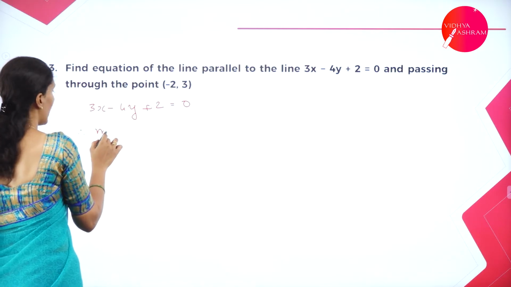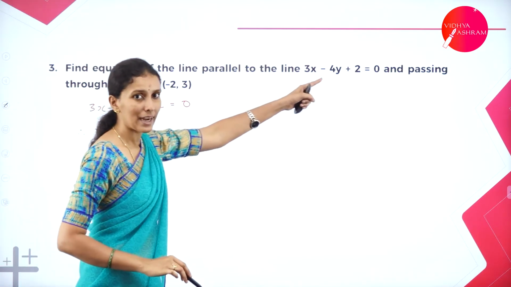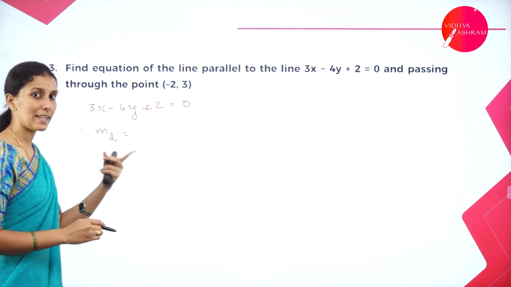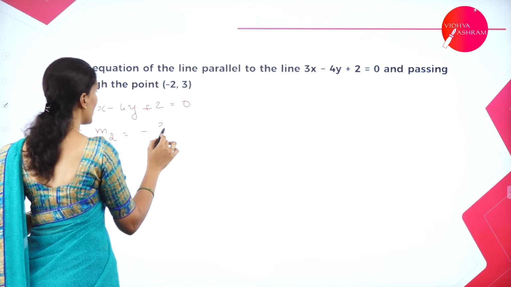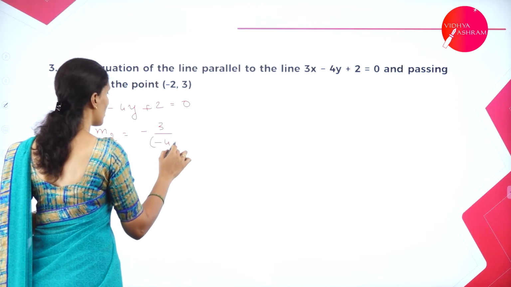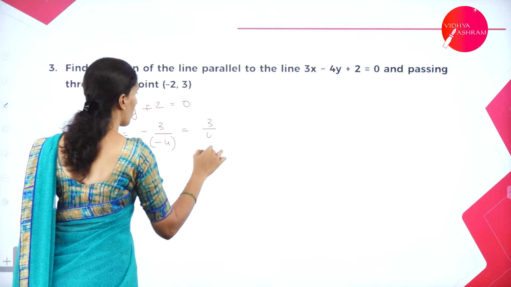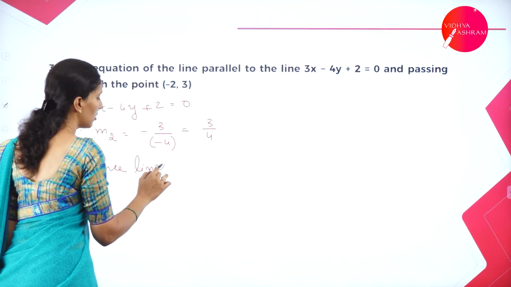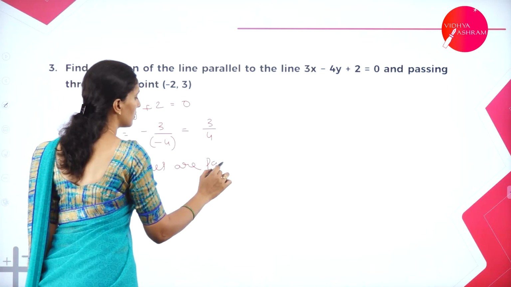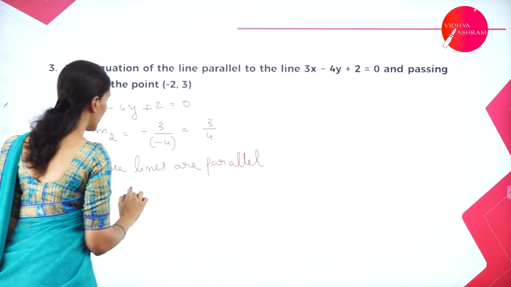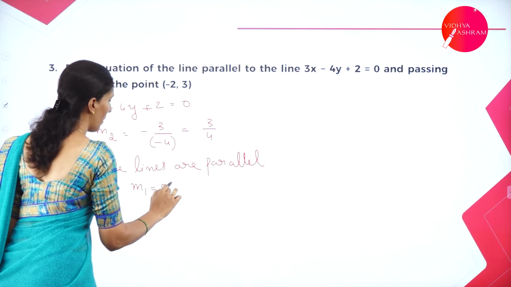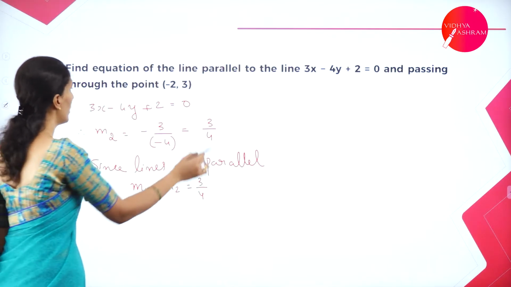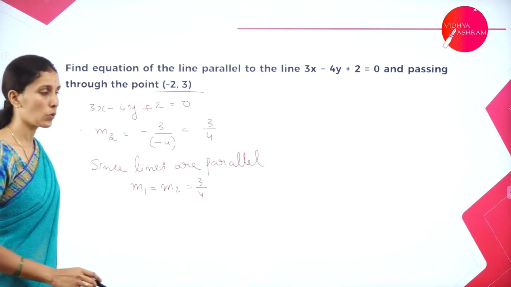I'll take this as the second line, so I'll take the slope as m2, which is nothing but minus a by b again. So minus a by b is minus of minus 4, which is 3 by 4. Now since the lines are parallel, we'll get m1 is equal to m2, which is nothing but 3 by 4. So therefore m1 is also 3 by 4 and it is passing through minus 2 comma 3.